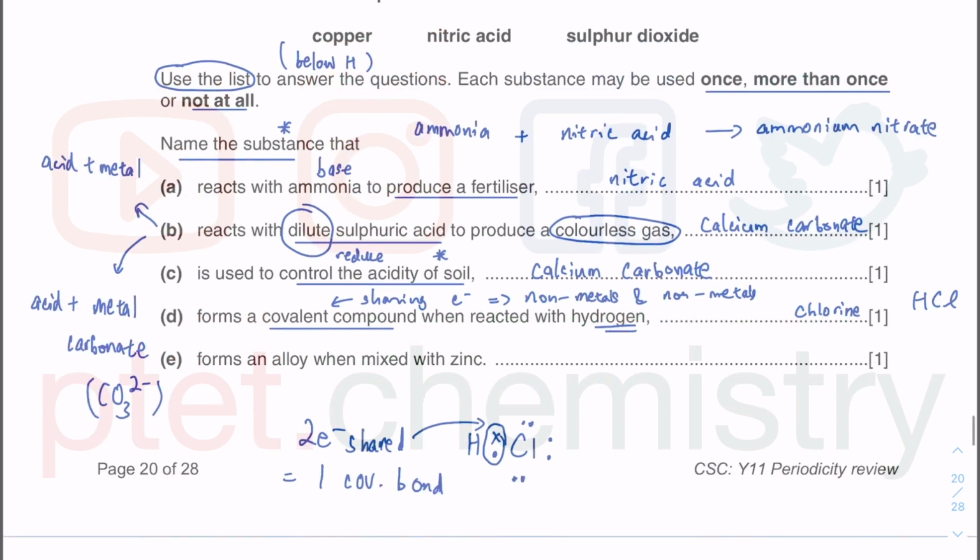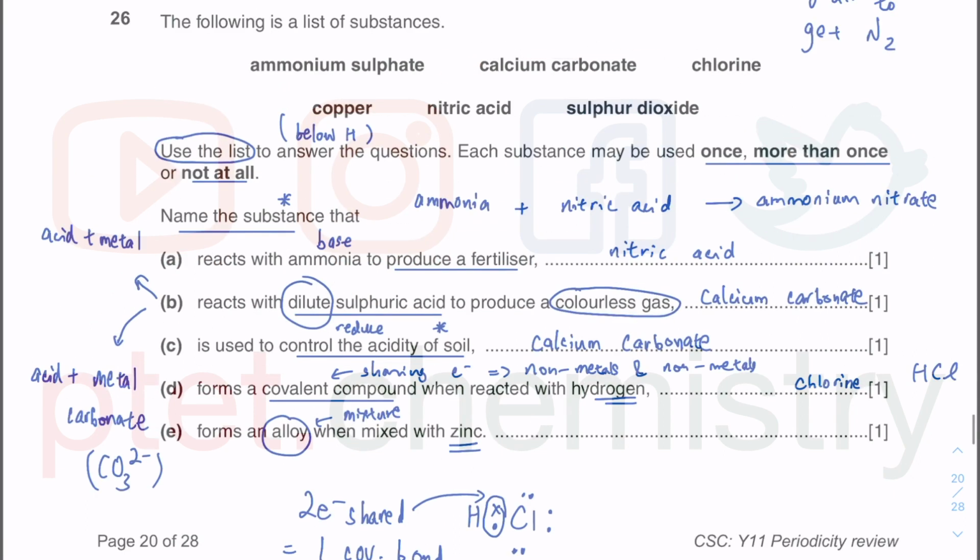Next one, you have an alloy. Alloy is a mixture. It's a mixture of metals. So this is one metal, so you got to choose another metal. They will mix with zinc to give you a mixture of metals, and the only obvious answer there, which is a metal, is copper.